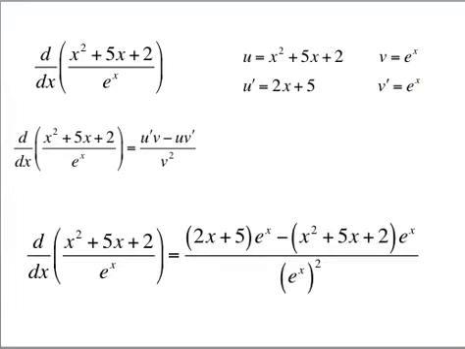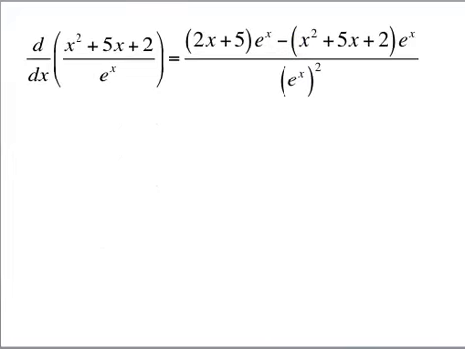U prime v, 2x plus 5 times e to the x, minus uv prime, minus that thing, x squared plus 5x plus 2 times e to the x, all divided by v squared, all divided by e to the x squared. And then we have to distribute. Or better yet, let's factor an e to the x out of this piece. Let's factor an e to the x out of that piece. Because if I can turn e to the x into a factor, then I can divide the top by e to the x, I can divide the bottom by e to the x, and make this a little simpler. So indeed, extract an e to the x here and here to enable us to simplify that fraction.